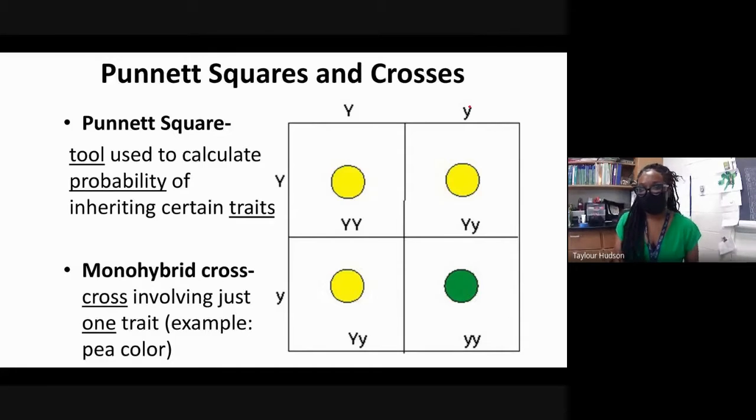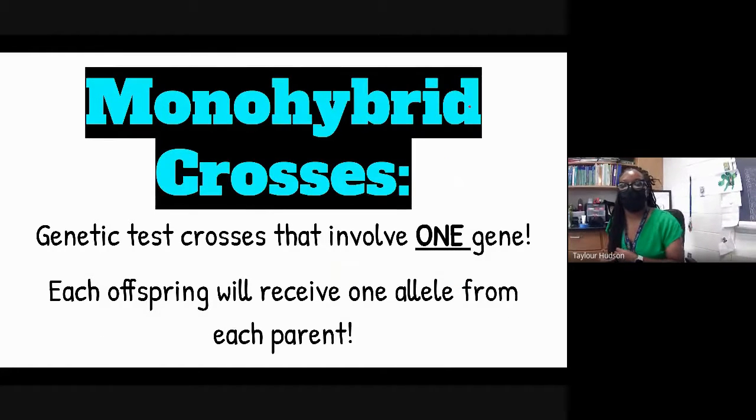All right, so one more time, the definition of a monohybrid cross: it's a genetic cross that involves one gene and one trait. And so when you're solving monohybrid crosses, each of your offspring is going to receive one allele from each parent. All right, so now let's learn how to solve them. We're going to start by watching this quick video, and then we're going to jump straight into practicing it for ourselves.